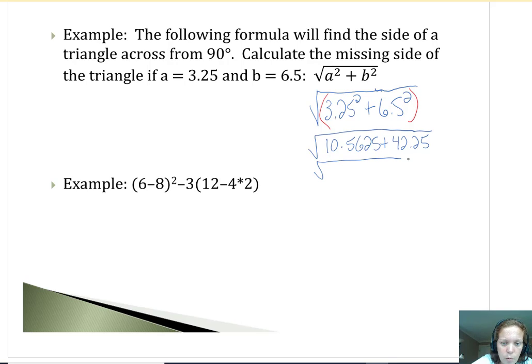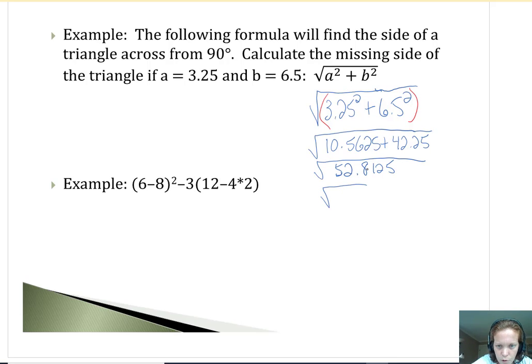And again, keep going, now I have to add those. If I already have 42.25 in my calculator, I'm just hitting plus 10.5625, which gives 52.8125, and I'm going to do the square root of that. So I hit second, x squared. Now I could type that in.